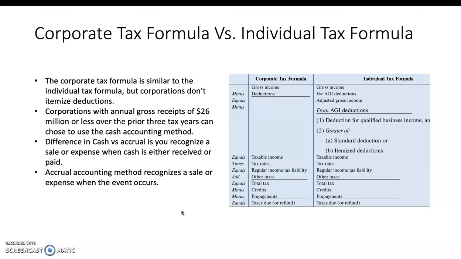The main difference with cash versus accrual accounting is cash recognizes the receipt of a sale or an expense when cash is paid or received versus accrual when the event actually occurs. Generally, accrual is what is most widely used in the accounting world. All public companies are required to use accrual. Cash is more for your small local family businesses that you see around.